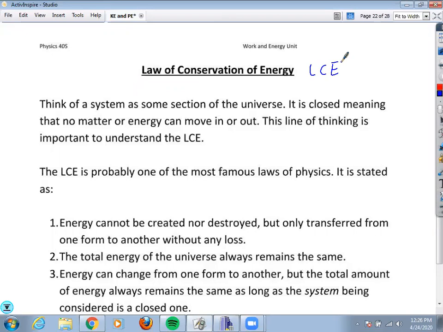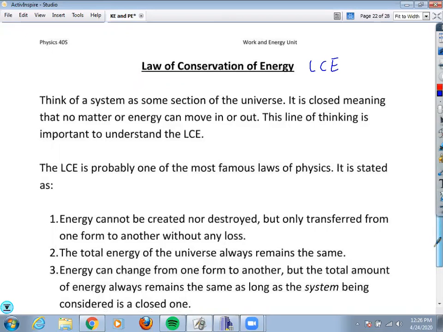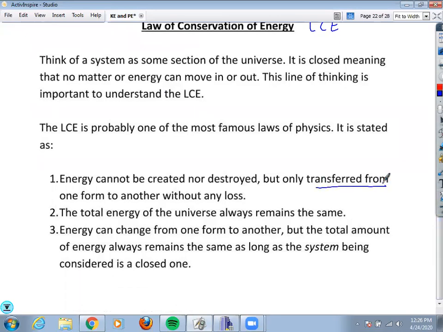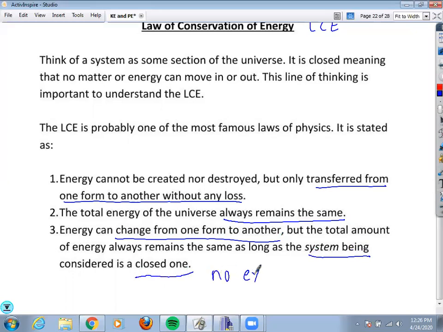And it's stated as follows. Number 1, you can't create or destroy energy. You can transfer it from one form to another without any loss. Number 2, the total energy of the universe always remains the same. The energy can change form from one to another, but the total amount of energy always remains the same as long as the system being considered is closed, meaning no external force, i.e. no friction.